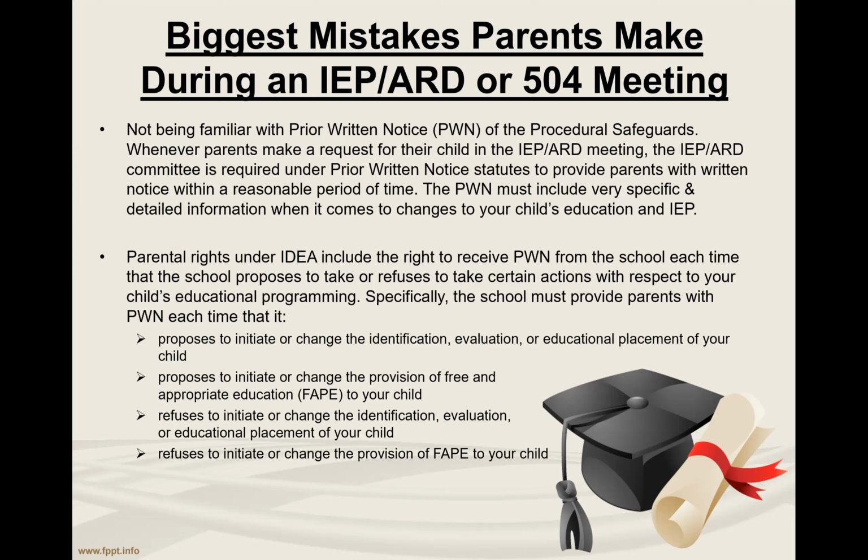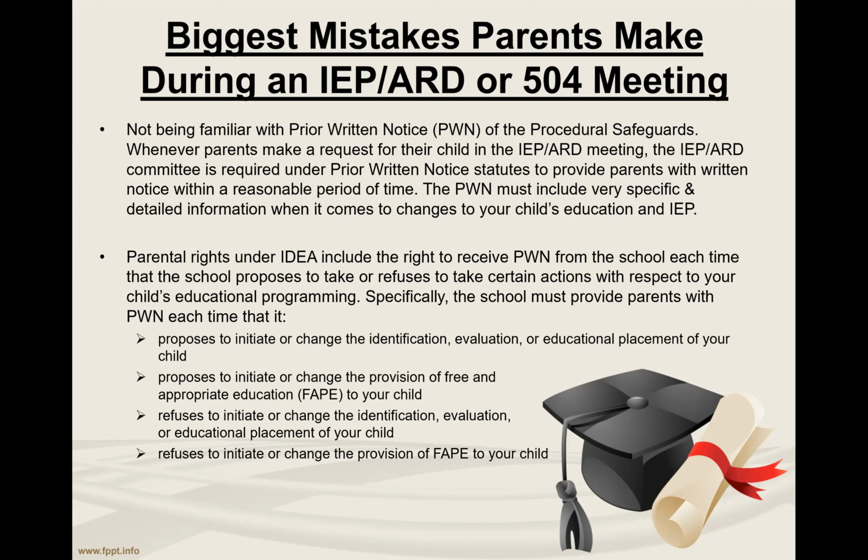Parental rights under IDEA include the right to receive a prior written notice from the school each time the school proposes to take action, implement an IEP, or refuses to take certain action. So remember, the school must provide parents with a PWN each time it proposes to initiate or change the identification, evaluation, or educational placement of your child, or to initiate or change the provision of your free and appropriate public education, FAPE, to your child, or refuses to initiate or change the identification, evaluation, or educational placement of your child, or refuses to initiate or change the provision of FAPE for your child.